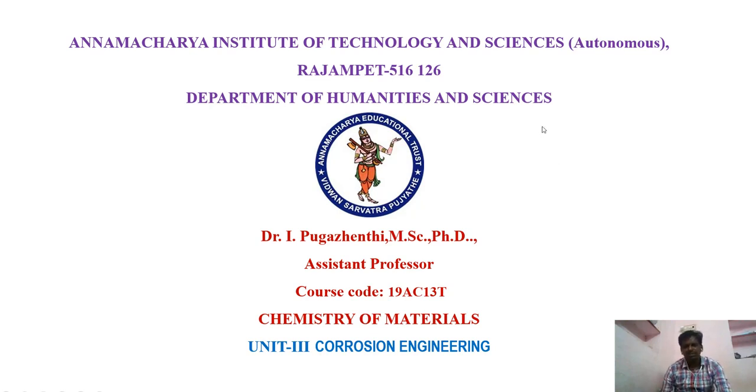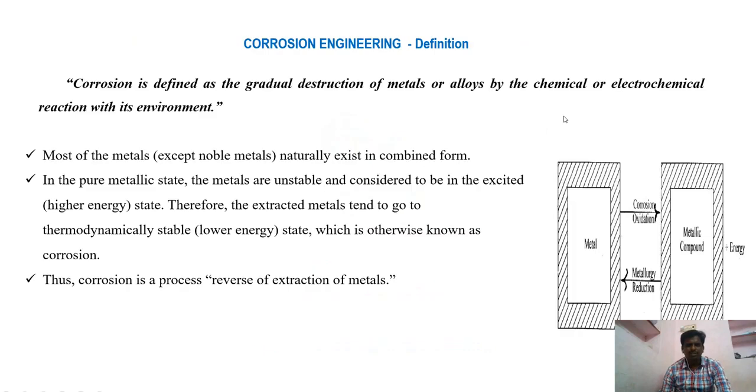In this session, we have to discuss the definition and the theories of corrosion. First one is the definition. Gradual destruction of metals into their metal oxide is called corrosion. This corrosion takes place when metal is exposed to the atmosphere. So, corrosive agents from the atmosphere attack the metals and convert that metal into metal oxides.